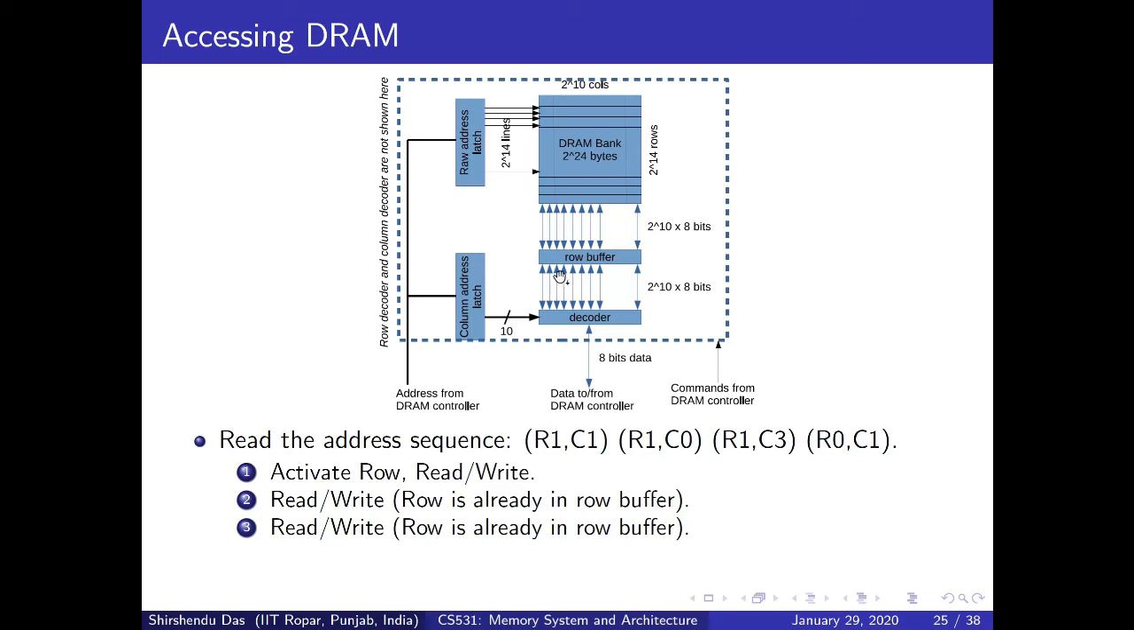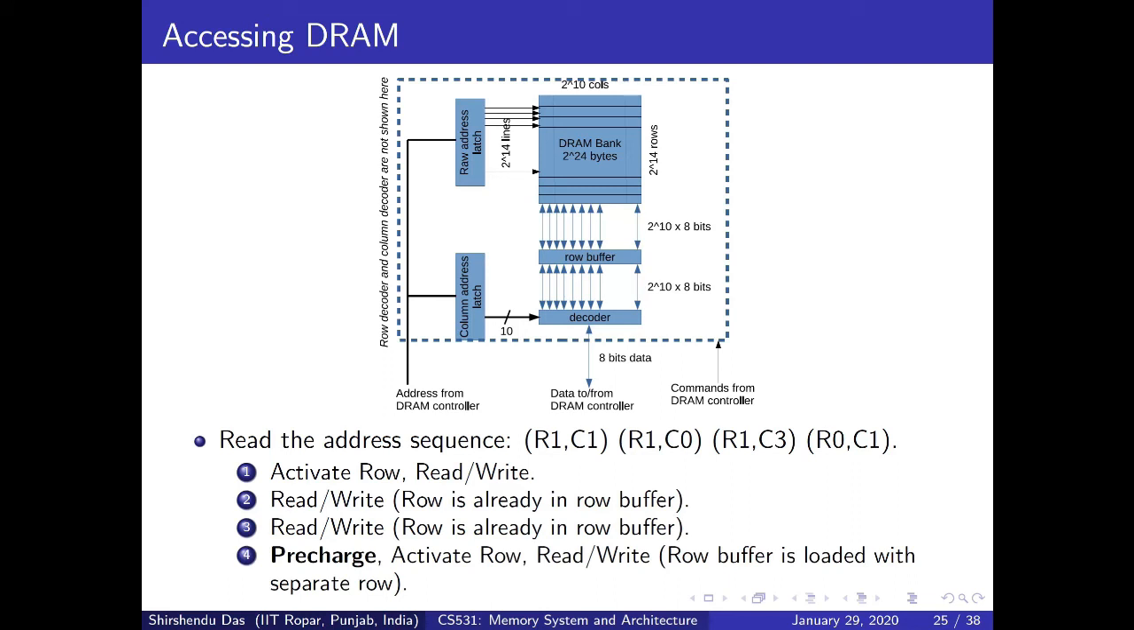After pre-charge, we need a row activation. This row activation will activate row number 0. That means the content of row number 0 will be available in the row buffer. And then we can read write column number 1. So all these things are required for reading this address: pre-charge, activate row, and read write.